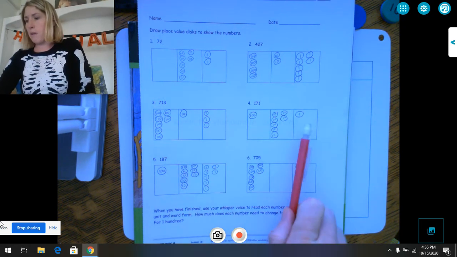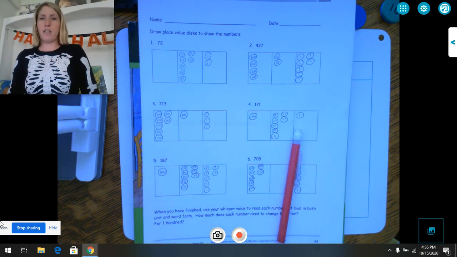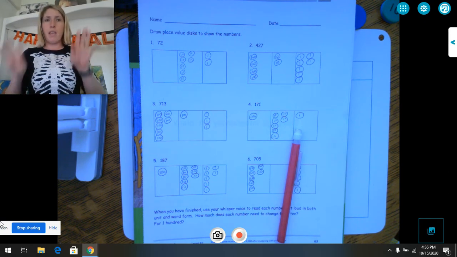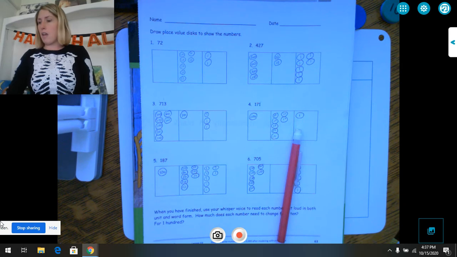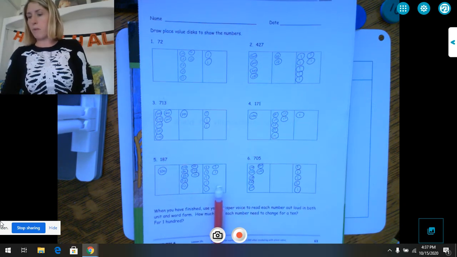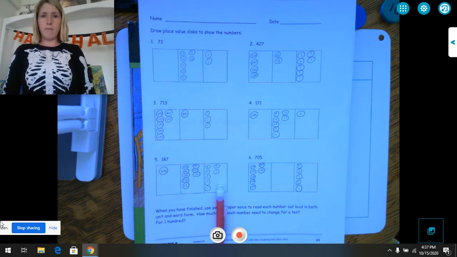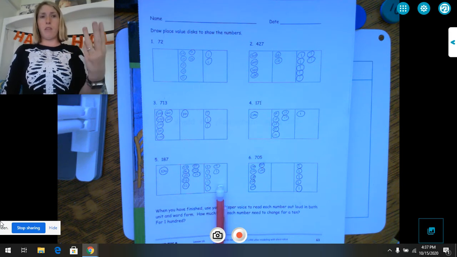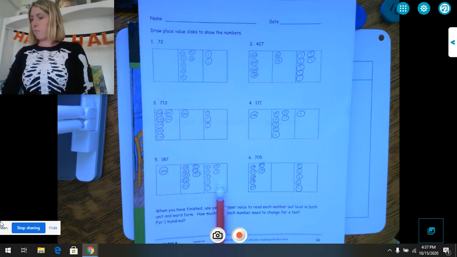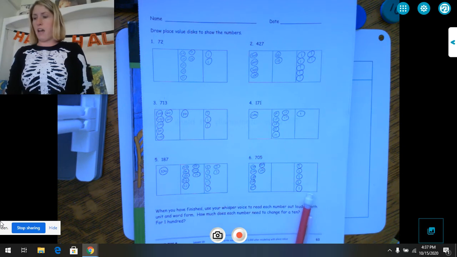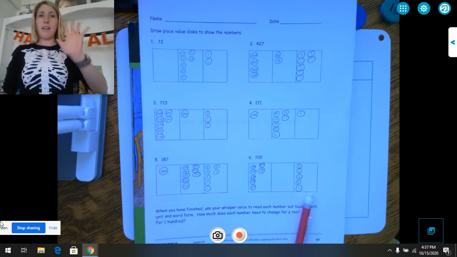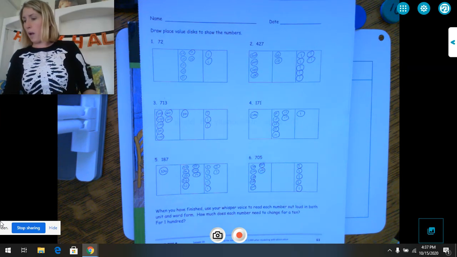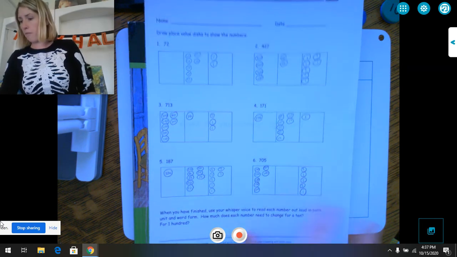171. How many more ones would that one need to change for a 10? It would need 9 more ones. Okay, 187. How many more ones would this one need to change for a 10? It would need 3 more ones. And 705, how many more ones would it need to change for a 10? It would need 5. Great job. Okay.